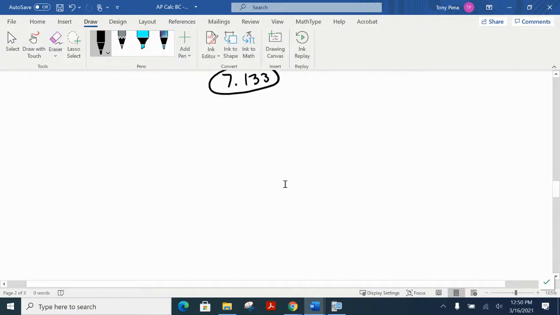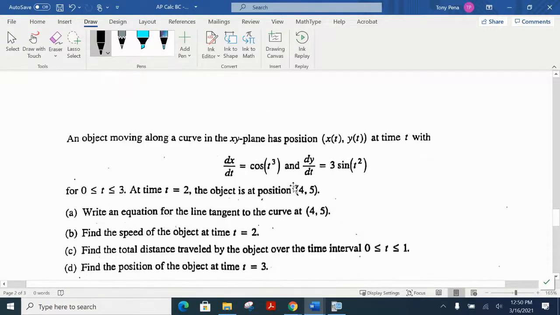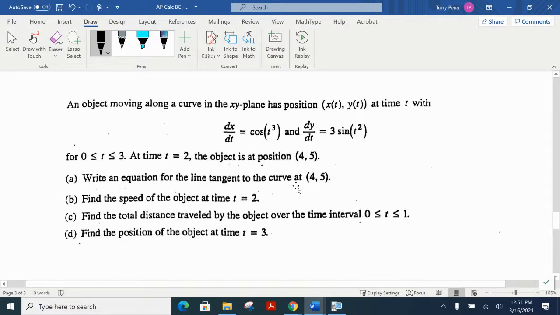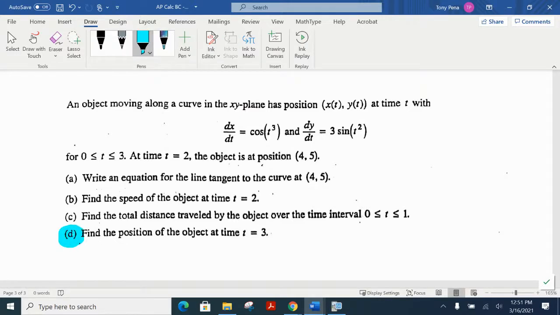Now, if we have time, I want to do another one of these. But if you go to the next question, look at letter D. You're going to have to do this again. So I'm going to give you this answer just to make sure you can do one of these on your own. I'm going to write this as an ordered pair. Your x position should have been 3.954, and your y position should be 4.906.